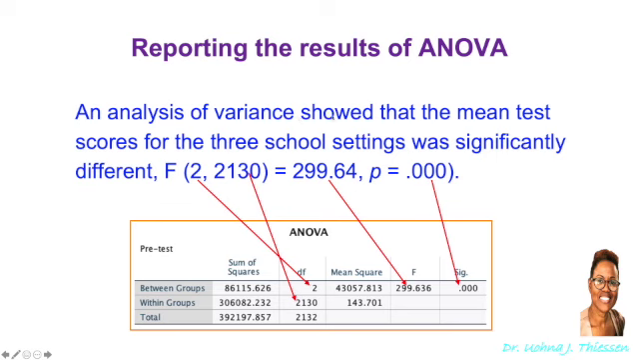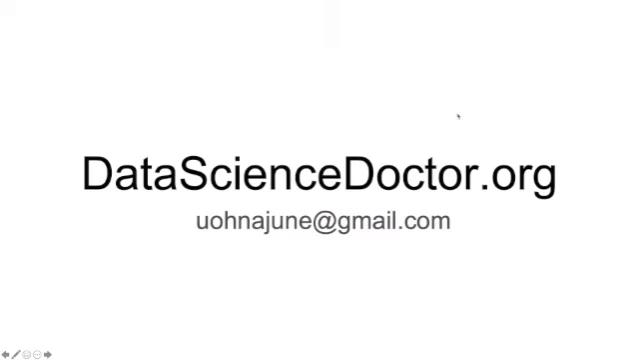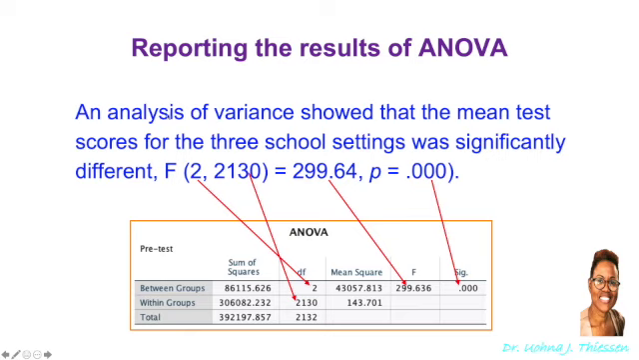An analysis of variance showed that the mean score of the test, so that's the dependent or outcome or continuous variable, for the three school settings, so here we're talking about the different groups, or the categorical variable, was significantly different. And we would actually report the value of the F statistic here and the degrees of freedom, as well as the p-value.